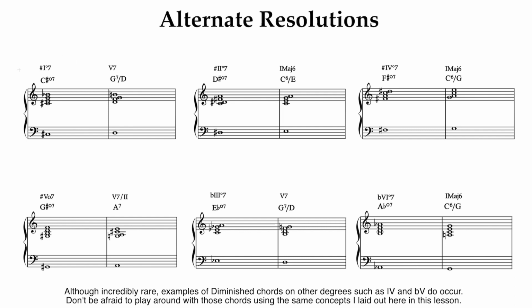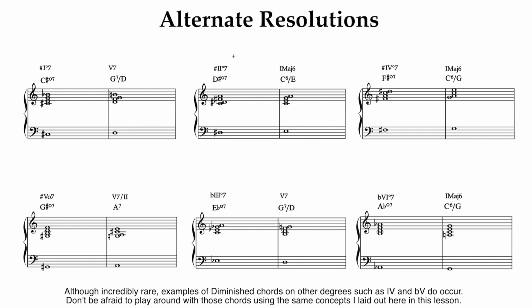So our first example, the C sharp diminished 7 here, originally resolved to a 2 minor 7th chord, which was D minor 7. The alternate resolution is to G7, but it's over D. So the bass motion of C sharp to D is exactly the same whether it goes to that 2 minor 7th chord, the D minor 7, or whether it goes to this alternate resolution, the 5 chord, because the G7 is in second inversion, so D is still in the bass.